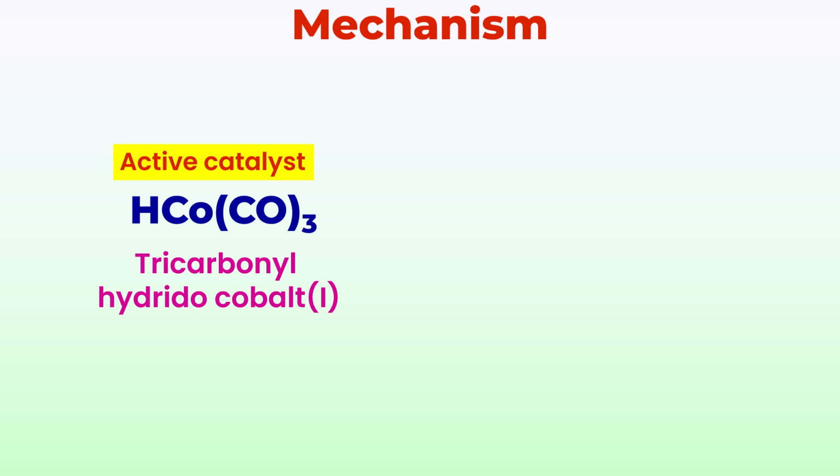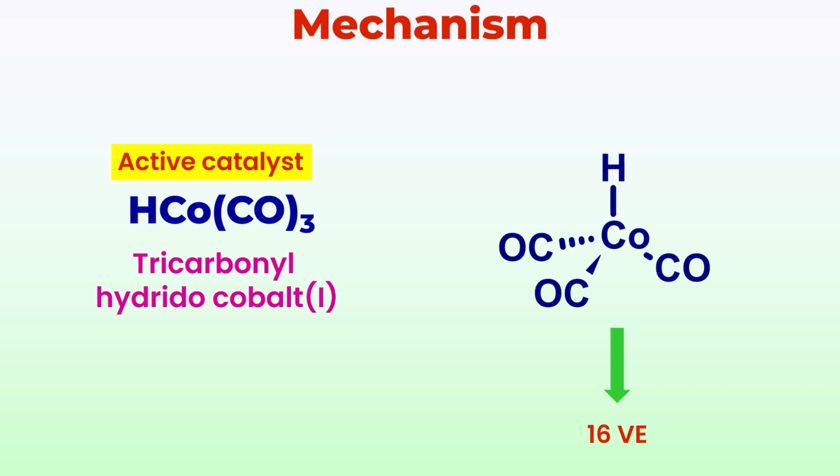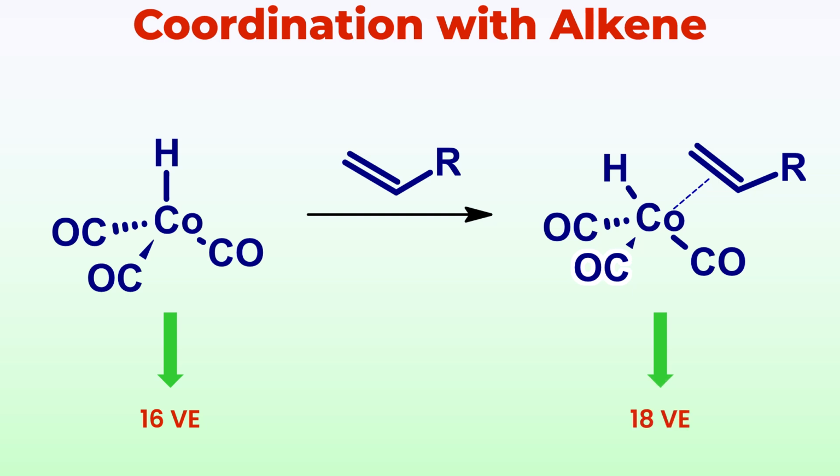Tricarbonyl hydridocobalt(I) is a tetrahedral 16 electron complex. It is electron deficient and therefore readily accepts an additional ligand to achieve a more stable 18 electron configuration. Therefore, it coordinates to the double bond of the alkene to form an 18 electron complex as shown on the screen.